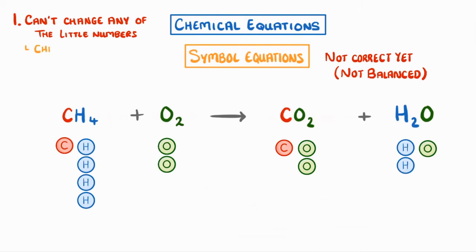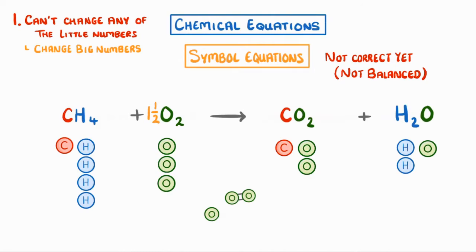Instead, we have to rely on changing the big numbers in front of the different elements or compounds, as this number just represents how many of that substance there are. So to increase the number of oxygen atoms on the left, we'd have to put a 2 in front of the O2, meaning we now have 2 oxygen molecules, and therefore 4 oxygen atoms in total on the left-hand side. This might seem a bit weird, as we only need 3 oxygen atoms to match the right-hand side. So shouldn't we just make it 1.5 molecules of oxygen?